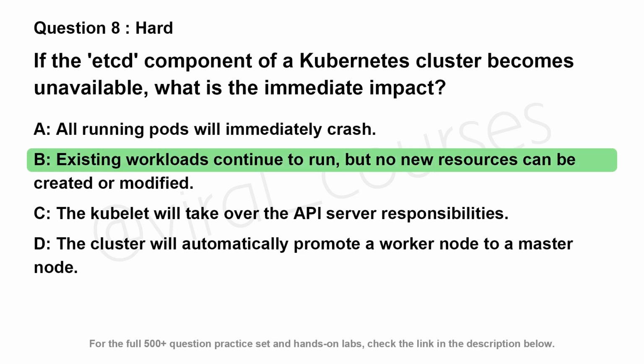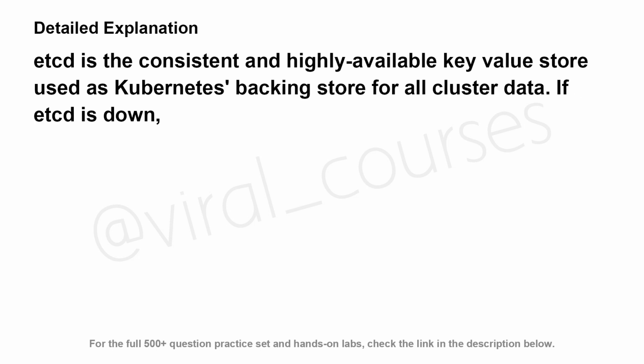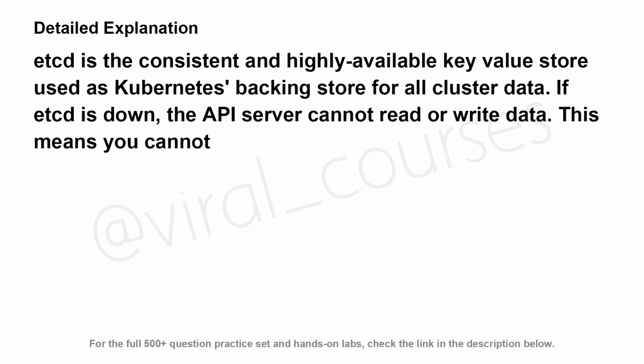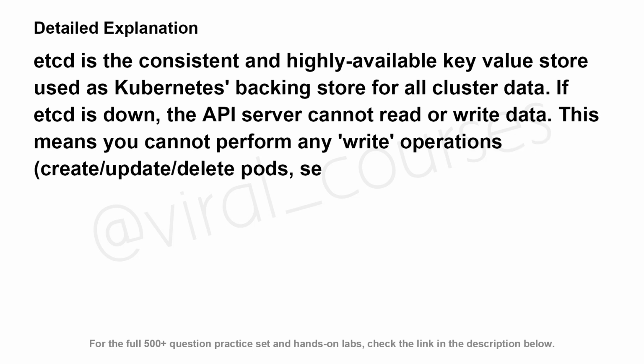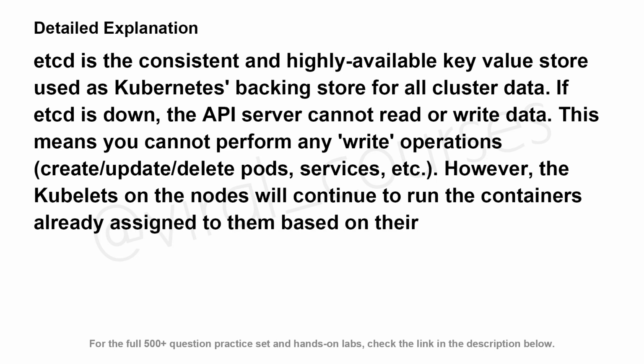The correct answer is B. etcd is the consistent and highly available key-value store used as Kubernetes' backing store for all cluster data. If etcd is down, the API server cannot read or write data. This means you cannot perform any write operations: create, update, delete pods, services, etc. However, the kubelets on the nodes will continue to run the containers already assigned to them based on their last known instructions.